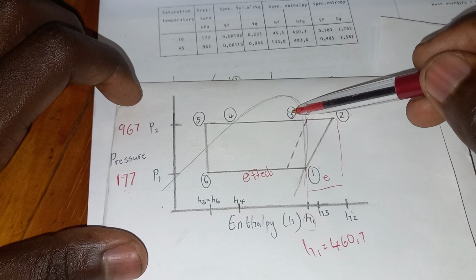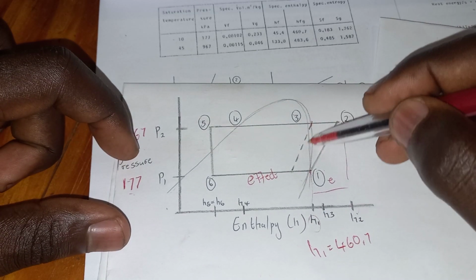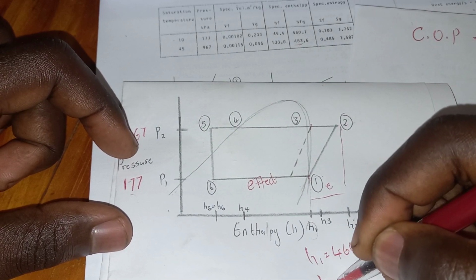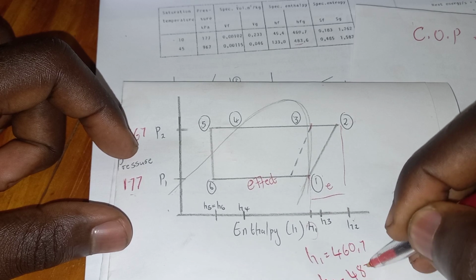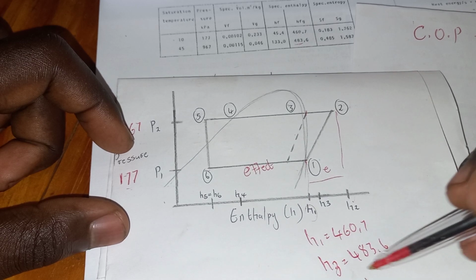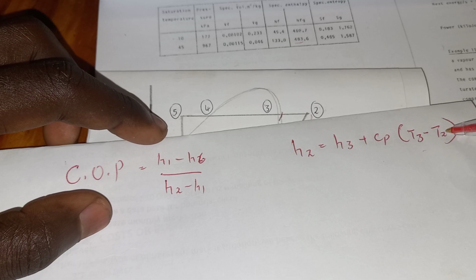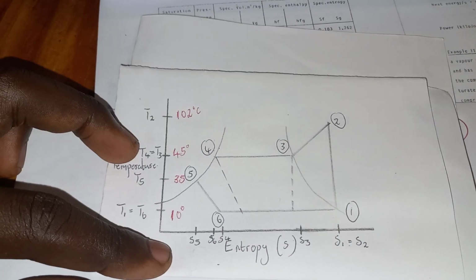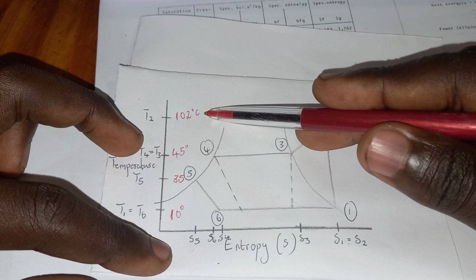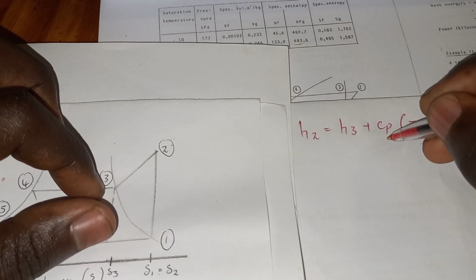Here H3 would be given at this pressure of 962. That means H3 here is 482, let's say H3 is going to be 483.6. Now, if 483.6 is H3, then you can calculate this. So T2 and T3 you can read from this table: T2 is 102, and T3 is 45.